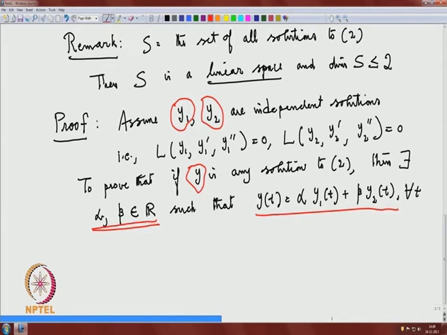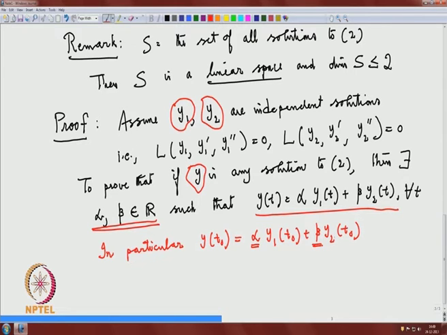If an equation is to be satisfied for every t, it should also be satisfied for any particular t. So, in particular, it should be satisfied at t naught. In particular, y at t naught, which is given to you, should equal alpha times y1 at t naught plus beta times y2 at t naught. So, you have one equation, but you have to determine two unknowns, alpha and beta. So, you need two equations.